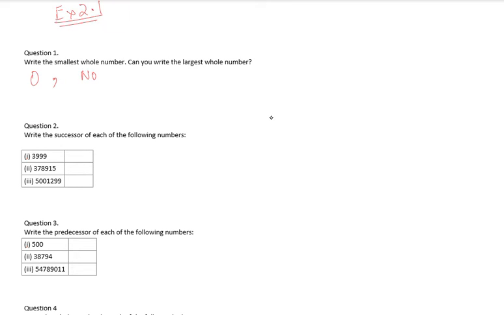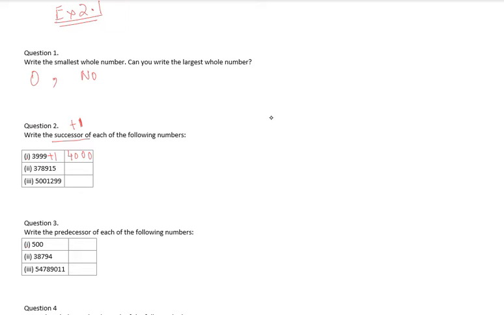The next question is write the successor of each of the following numbers. So, what are successors? Successors are the numbers that come just after the given number. And how do we find successors? We find successors by just adding 1 to it. Suppose we are having difficulty, we can just simply add 1 to get the answer. So the first question is 3999. The successor of this number would be 4000. If there is a difficulty, we can simply add 1 to get the answer.